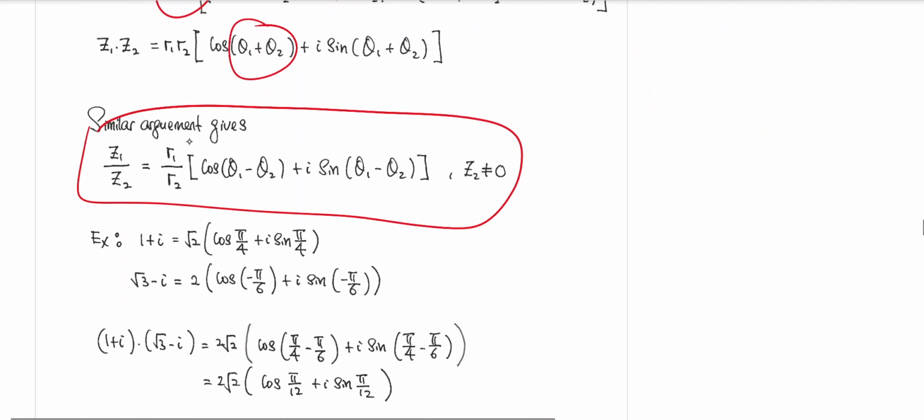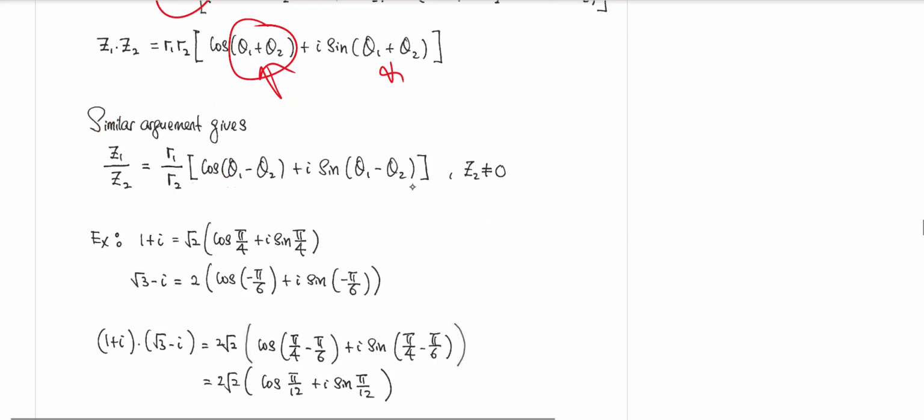When you divide two complex numbers in polar form, you will get the modulus in this form, and then for the arguments, theta, instead of getting the sum, you will get the difference. So that is how you do divisions when your complex number is already in polar form.